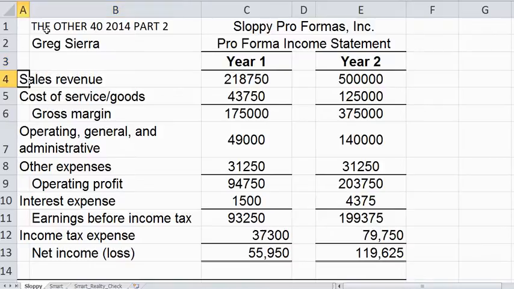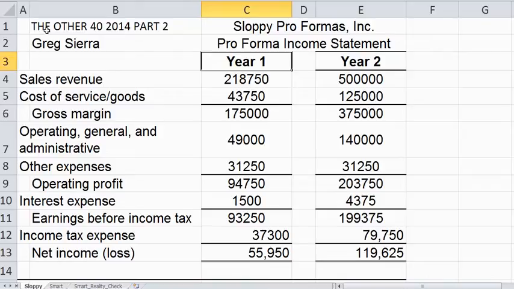And like every income statement, it starts with sales revenue. You have cost of service or cost of goods sold, more typical for manufacturing. And the net of those is called gross margin. Then operating general administrative expenses, your fixed costs, including these other expenses, and operating profit. And it's very typical to break out interest expense and income tax expense, and you end up with net income, or if it's a negative number, net loss. And here are 2 years.